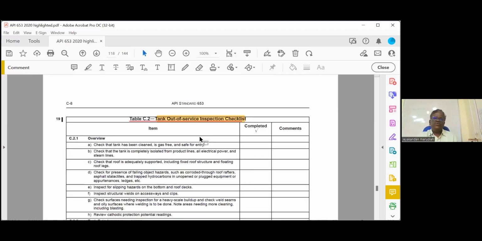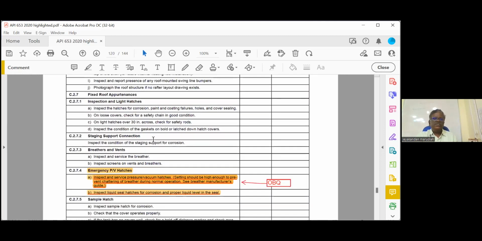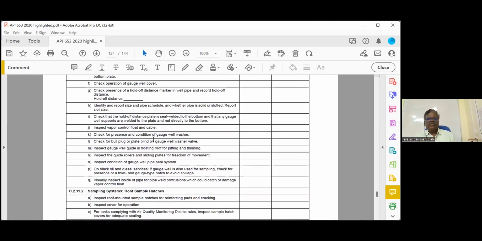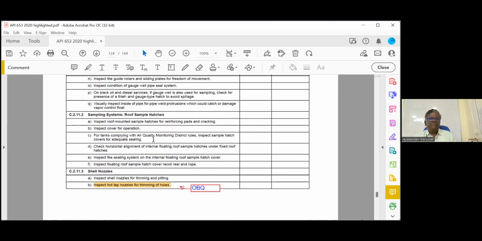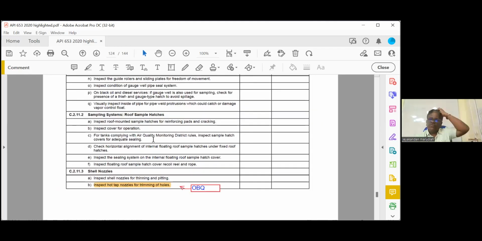If you go to C2, page number C-8, tank out of service inspection checklist. Again, this was asked in one of the exams: emergency pressure vent hatches, C2.7.4. That is an open book question. Then one more, shell manway nozzles, C2.11.3, page number C-14, the last one.